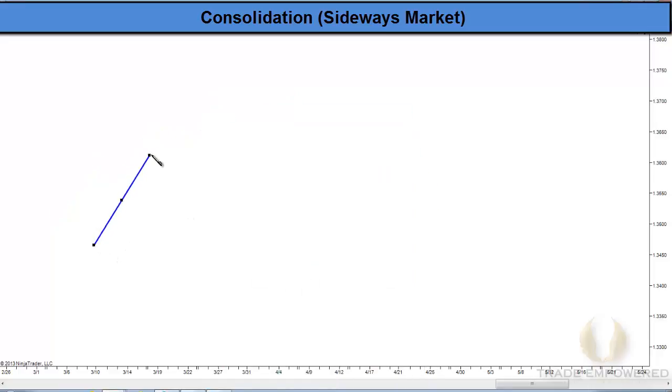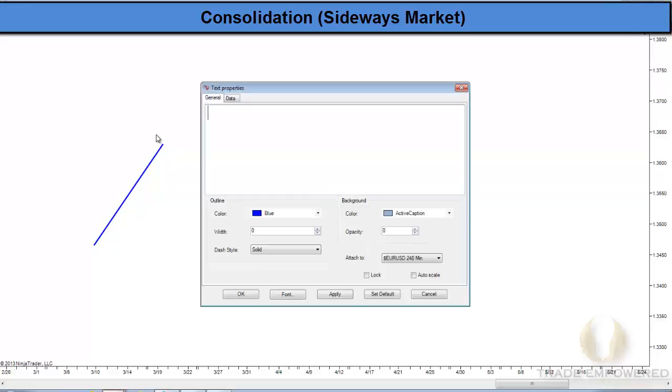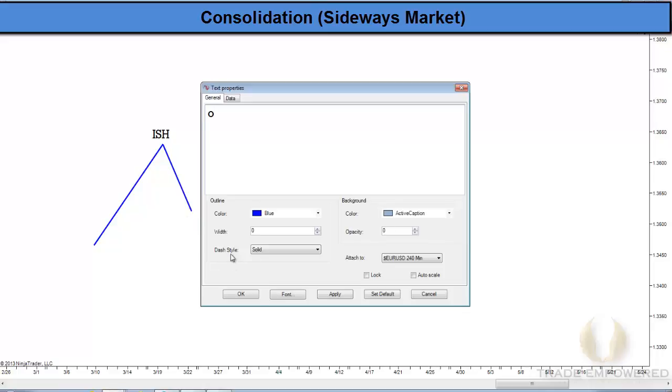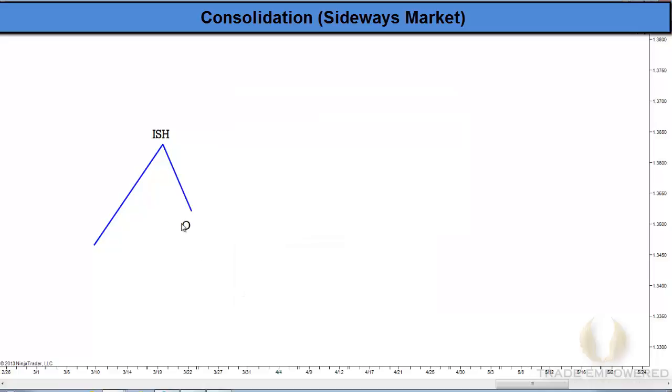We'll have our initial starting point and say create our initial structure high here. So ISH. We'll then get an outside return. We're just going to label this O for outside return. Then, instead of pushing up and creating a new structure high, we'll get price action that comes lower than our previous structure high. And then we may get a move that pushes past our outside return. After that, we may get a move in here, and then a move down that doesn't create a new structure low, and then a move back up that creates another structure high.